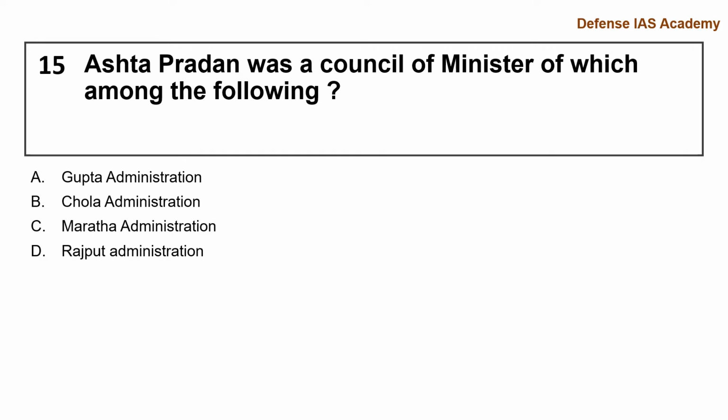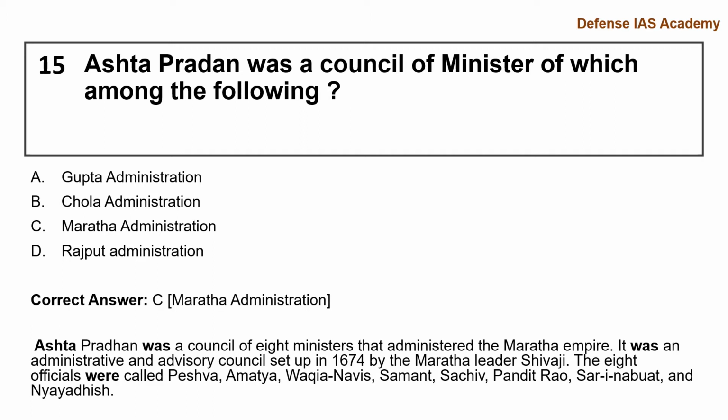Question number 15. Ashta Pradhan was the council of ministers of which among the following? The correct answer is option C, Maratha administration. Ashta Pradhan was a council of 8 ministers that administered the Maratha Empire. It was an administrative and advisory council set up in 1674 by the Maratha leader Shivaji. So it was set up by Shivaji.